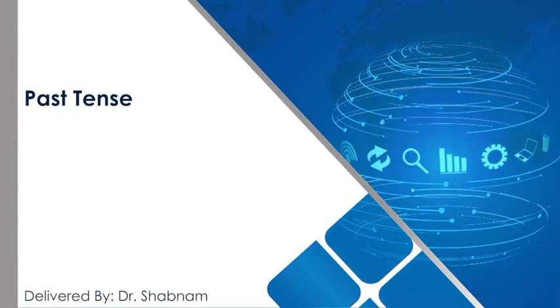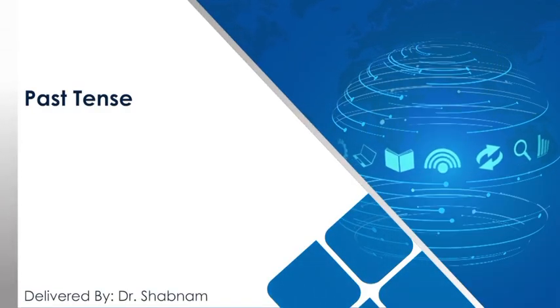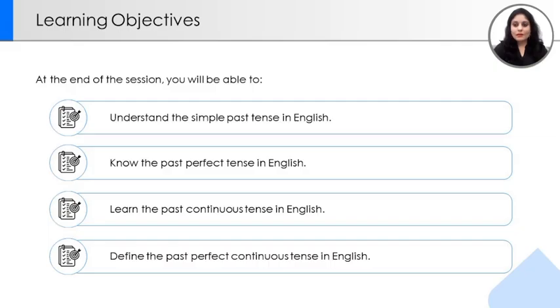In the previous session, we had discussed in detail about the present tense. In this session, let us take a leap back into the past and discuss in detail the past tense in English language. Friends, in this session, you will learn everything about the past tense and its four forms: the simple past tense, the past perfect tense, the past continuous tense, and also the past perfect continuous tense in English. Let's begin the session.